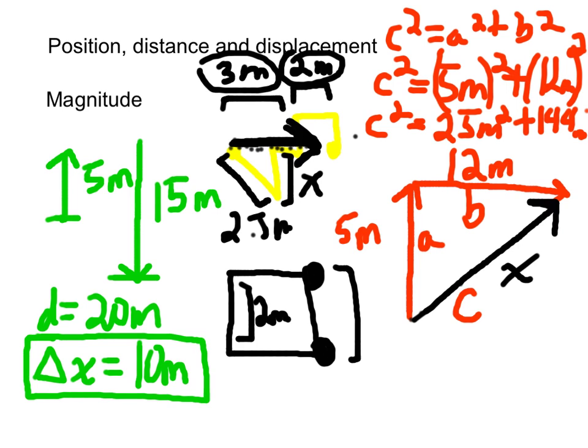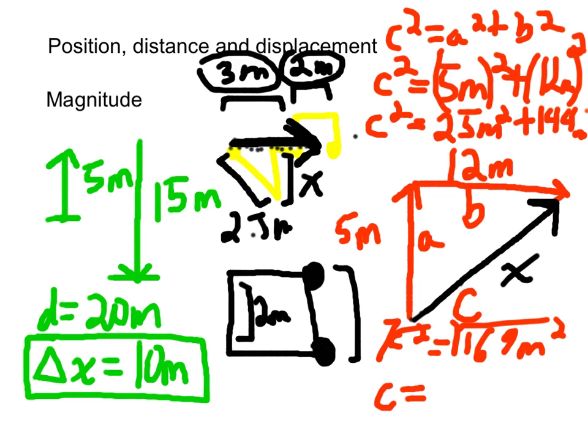Oh, I'm going to run out of space. I got to go below the triangle. Sorry about that. C squared equals 169 square meters. Then square root. C equals 13 meters.